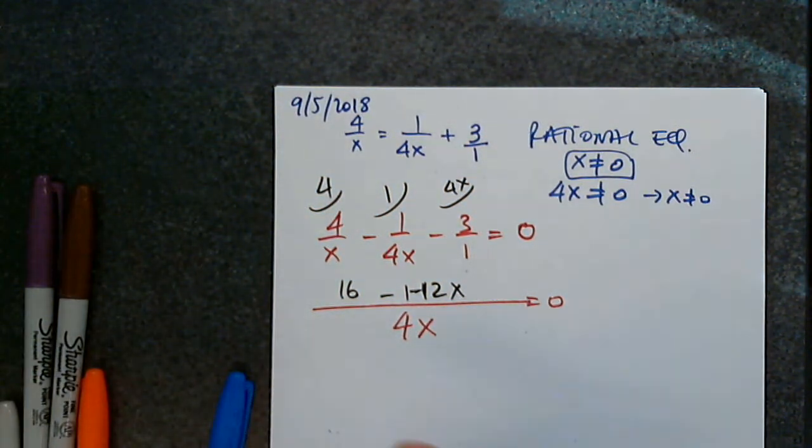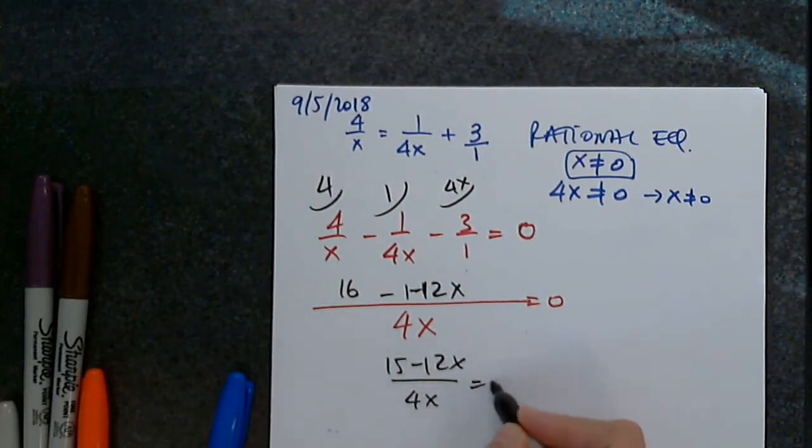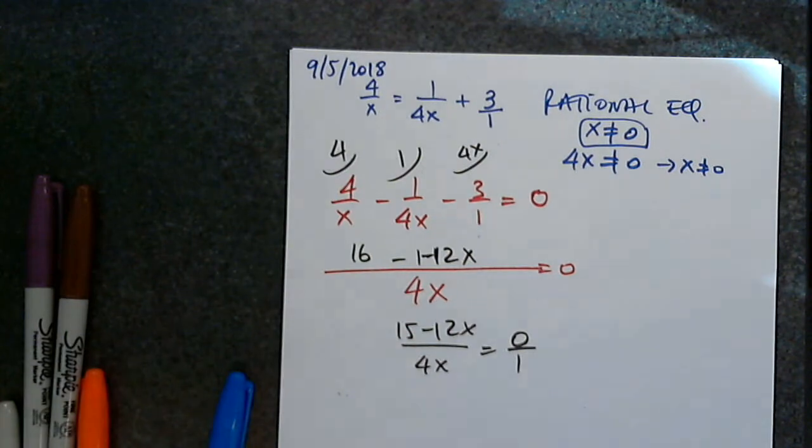Combine like terms, 16 minus 1 is 15. 15 minus 12x over 4x equals 0 over 1. Let me point out that a terrible mistake would be for me to simplify this x with this x, or the 4 with the 12. That would be a horrible mistake.